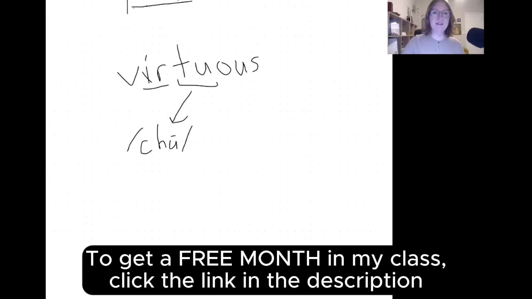And OUS is a suffix that says us. We already talked about that. So what would this word say? Five sounds. Did you get it? So we have v, chew, us. Virtuous. Virtuous, meaning moral.